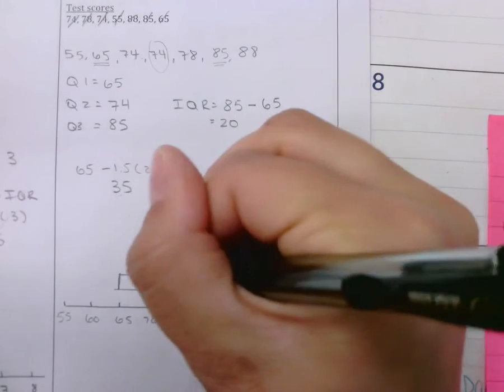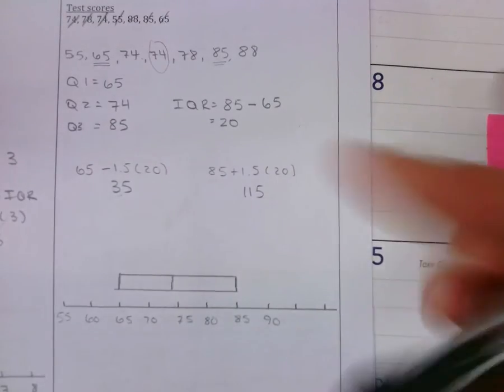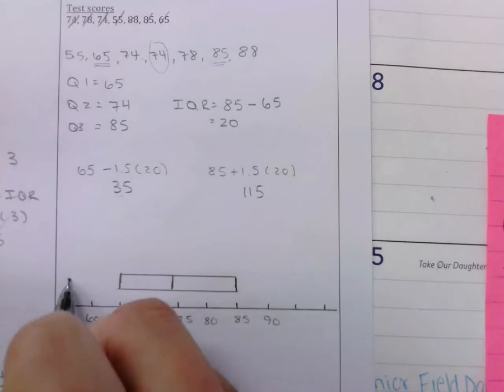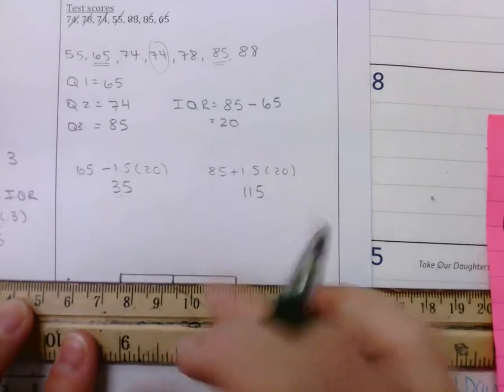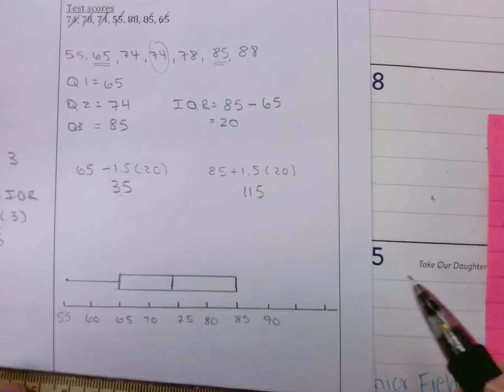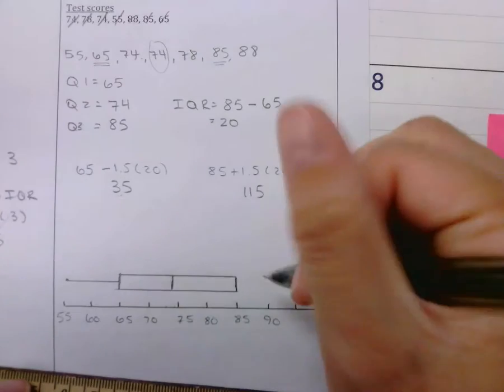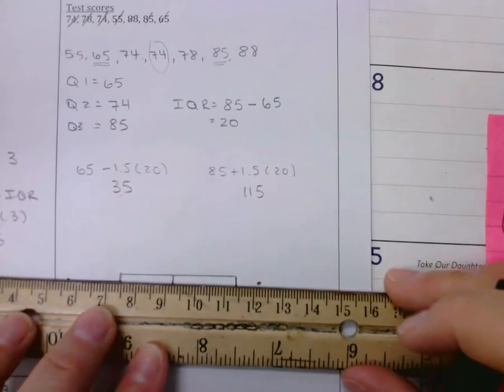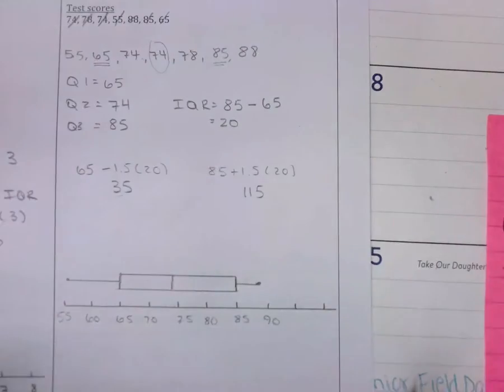So make your box, so cute. We'll have a whisker going to our lowest value, which is 55, and a whisker going to our highest value, which is 88. So I'm going to say that's right here-ish. And we have no outliers.